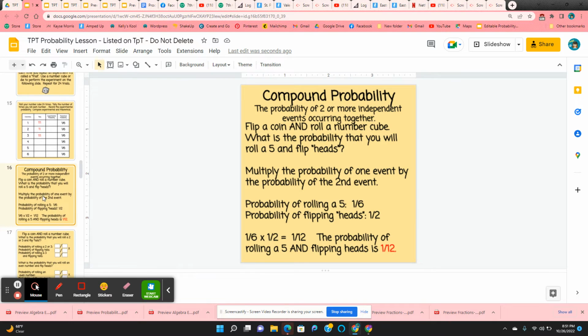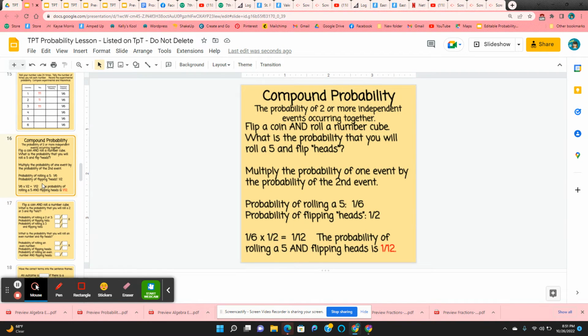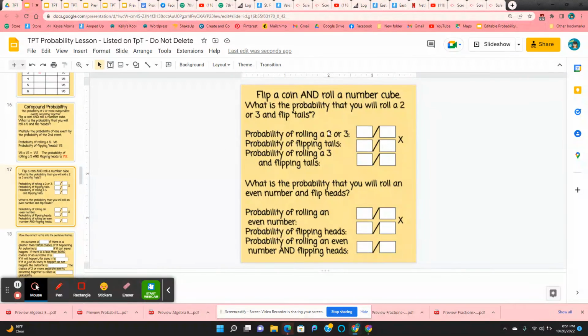Then they have a lesson on compound probability, 2 different events. And so you're going to have them type in the probability, and then to get the compound probability, they just multiply the two ratios.